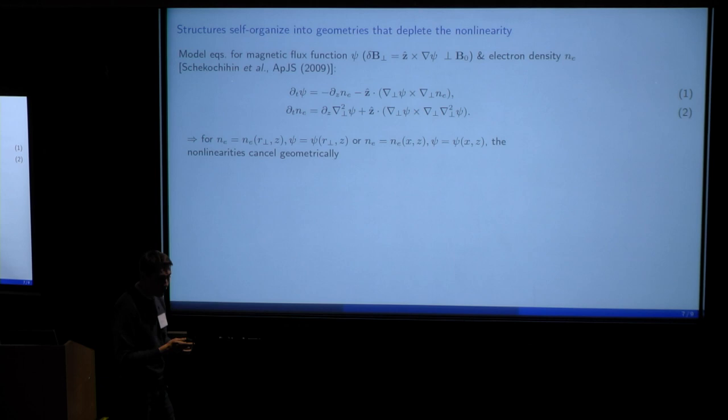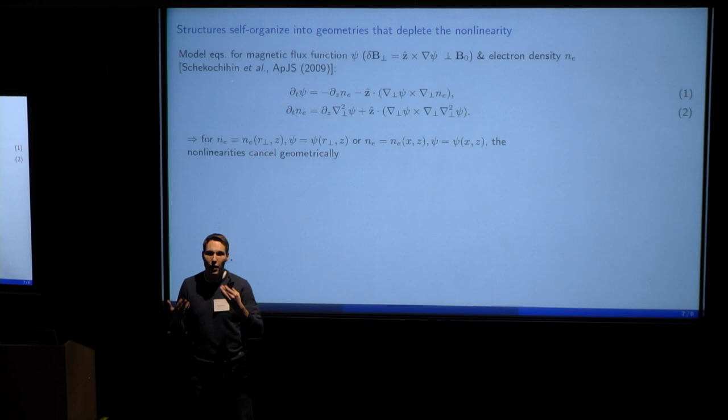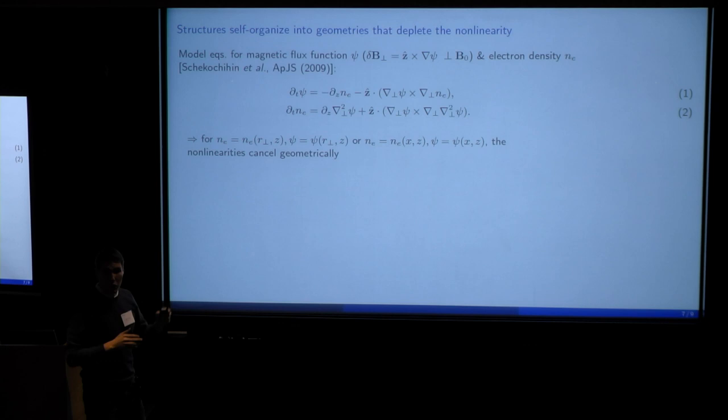As I mentioned, the turbulence in the kinetic range, as the name says, is inherently kinetic. So if you want to describe heating, you need a kinetic model. But aspects of it can sometimes be described even with reduced fluid models. And here's one example of a fluid model that's appropriate for this range. Psi is the so-called magnetic flux function, and then we have the electron density. And this is how the equations look.